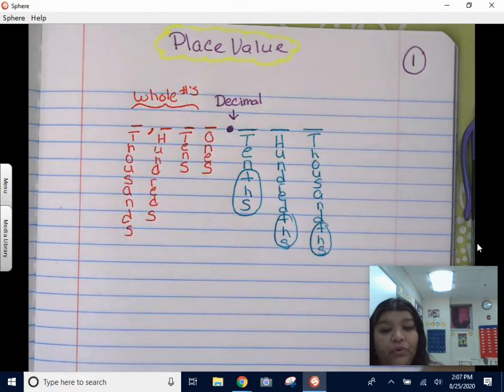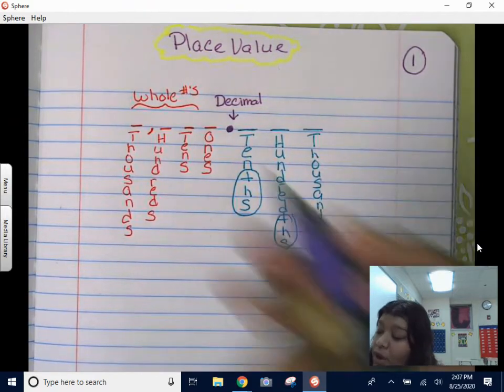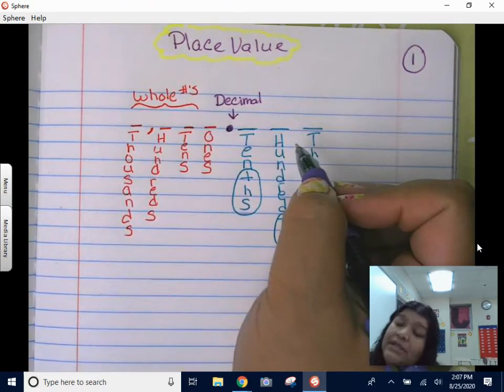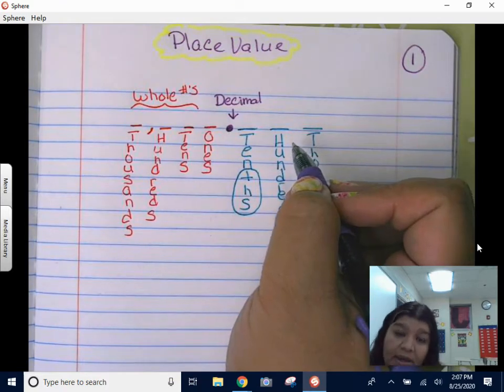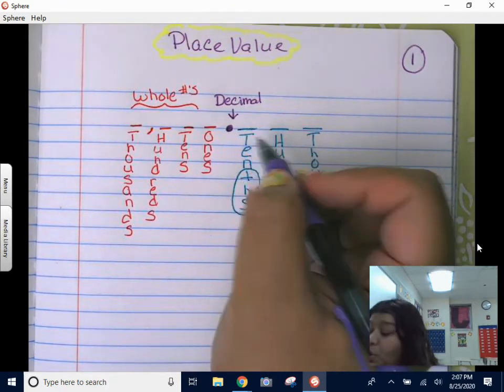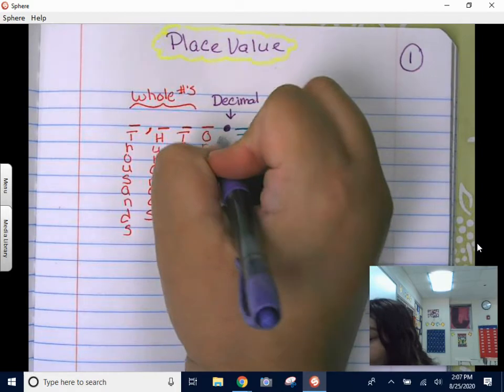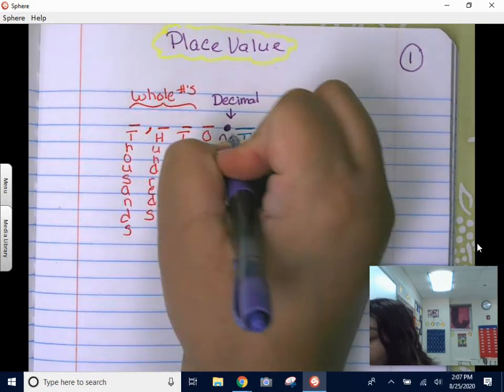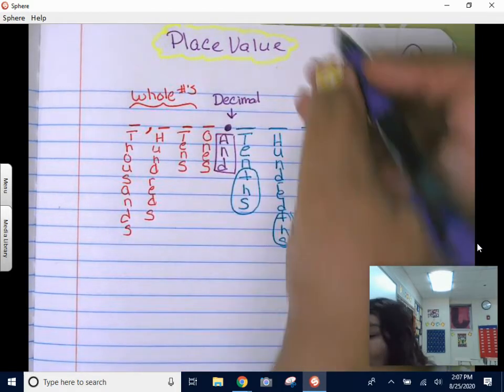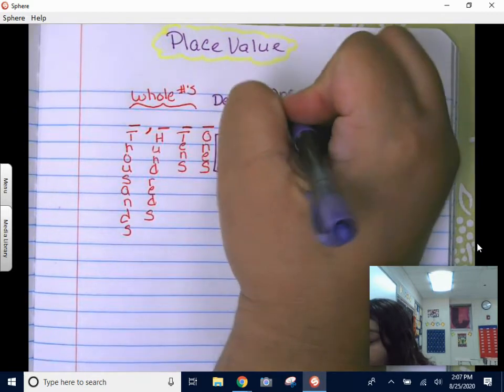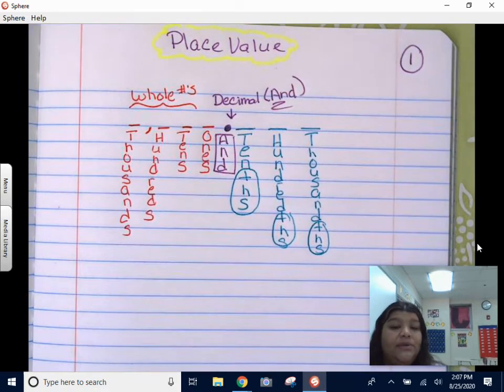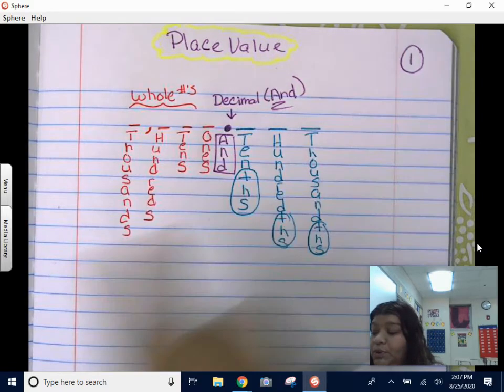Now, when I have you write these out, we do not say dot, we do not say point, or period. We say the special word and. You say and. I'm going to put it here in parentheses also so you remember. So to separate the two, we use the word and.